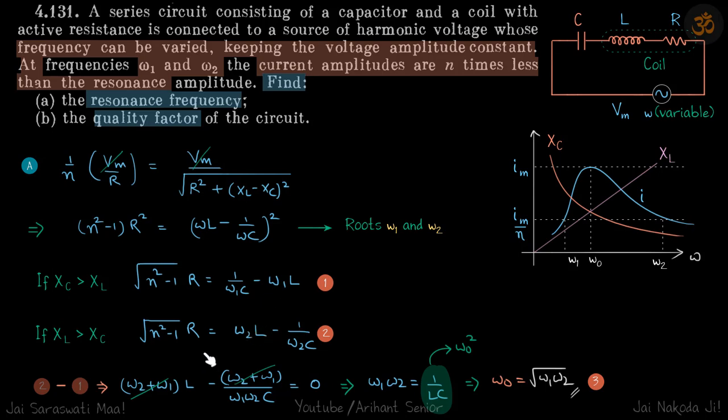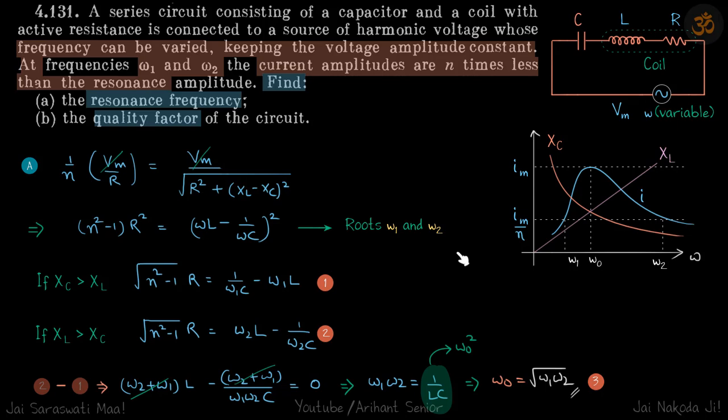So if you subtract, these 2 terms will get cancelled and what you will get is (omega 2 plus omega 1) into L minus (omega 2 plus omega 1) by omega 1 omega 2 C is equal to 0. Omega 1 plus omega 2 will get cancelled and you will get omega 1 omega 2 is equal to 1 by LC. And we know 1 by LC is omega naught square. They wanted to know the resonance frequency, so that is omega naught, which is root of omega 1 omega 2.